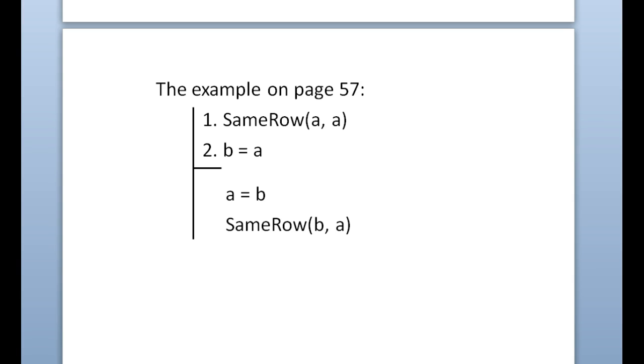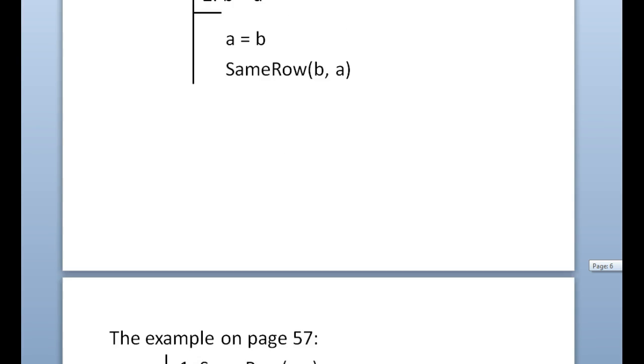Line 2 allows us to substitute A if we could find any occurrences of B in line 1, but we can't. What we need is this third line, A equals B. If we had that, then we could substitute B for A in the first line, and we could substitute it for the first occurrence of A, and that would give us same row BA, which is what we're looking for. So we're going to do the same thing we did in the previous slide, and here we go.